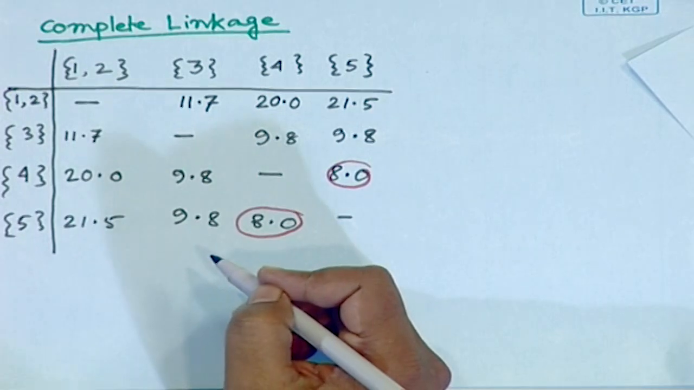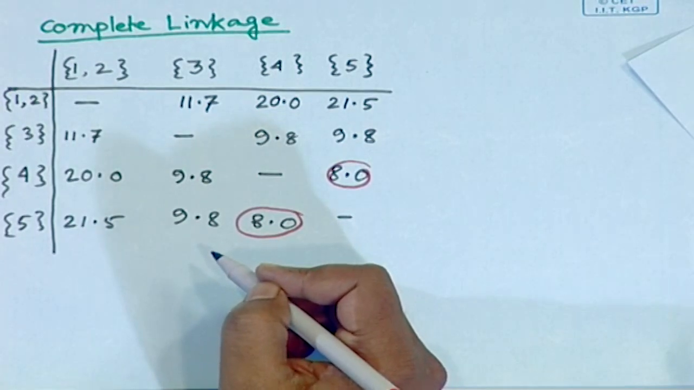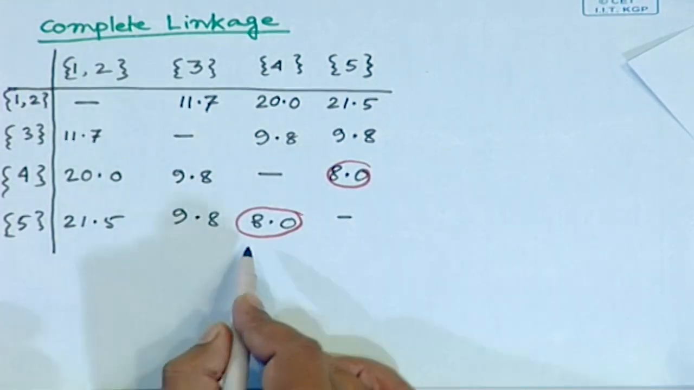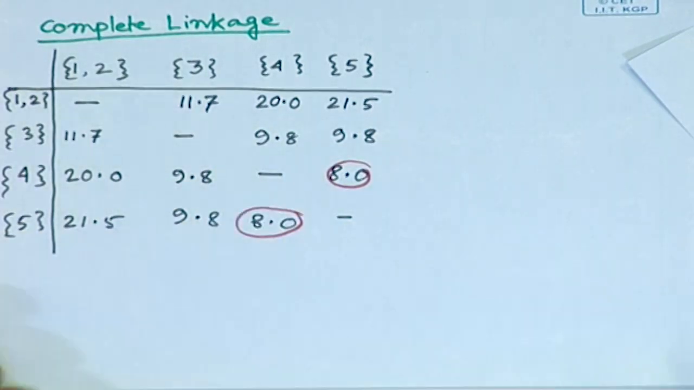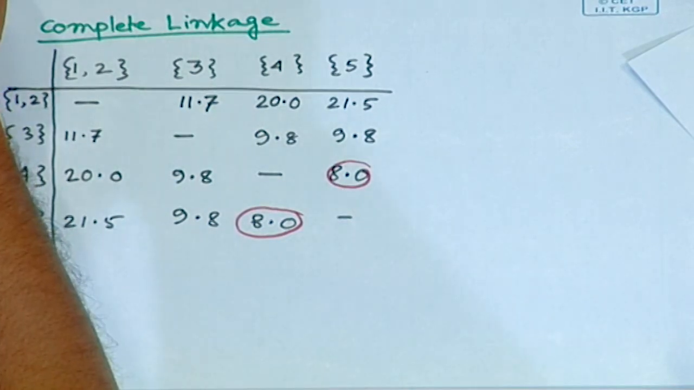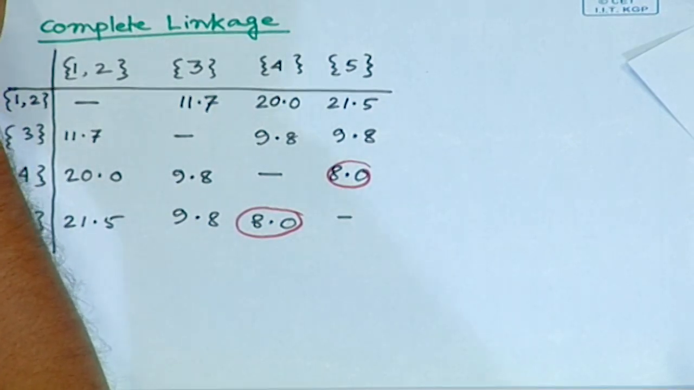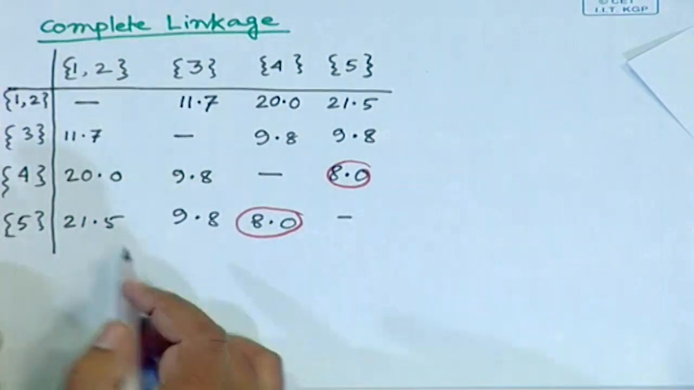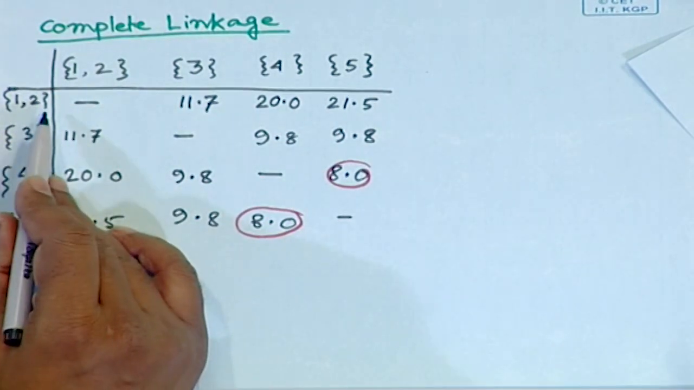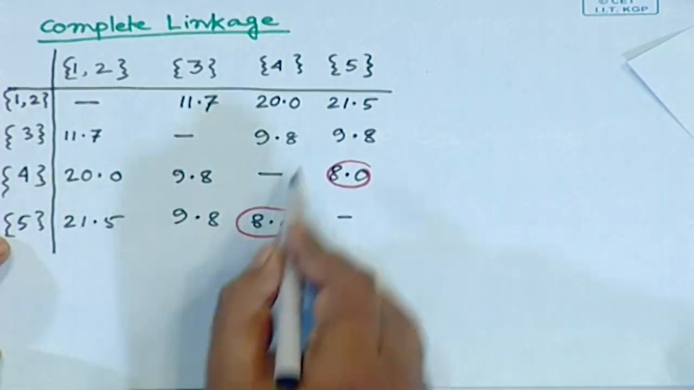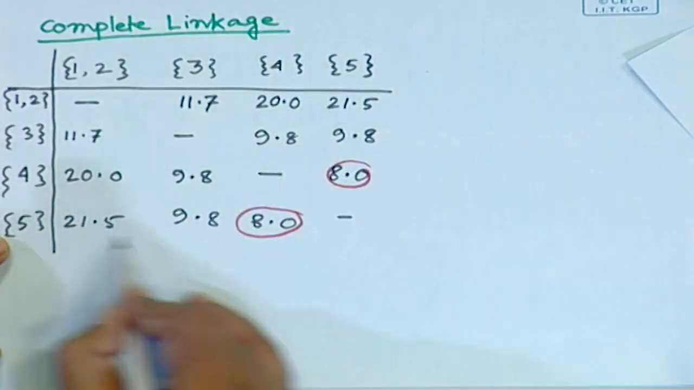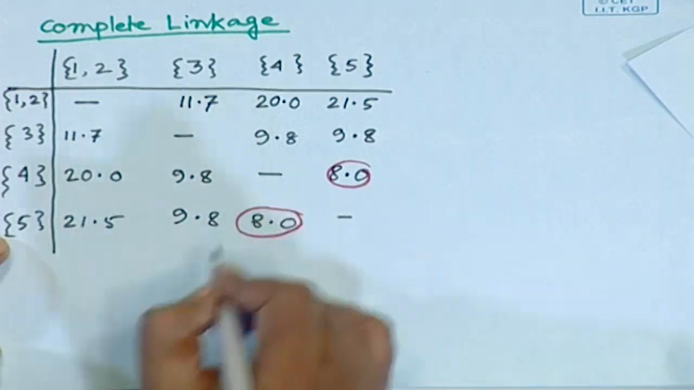Okay. So, when the distance is 8.0, then naturally I have to combine these two feature vectors 4 and 5. Sorry, have I made any mistake? What is the distance between 1, 2 and 3? Yeah. So, here also the minimum distance comes out to be between 4 and 5. So, I have to combine this 4 and 5.